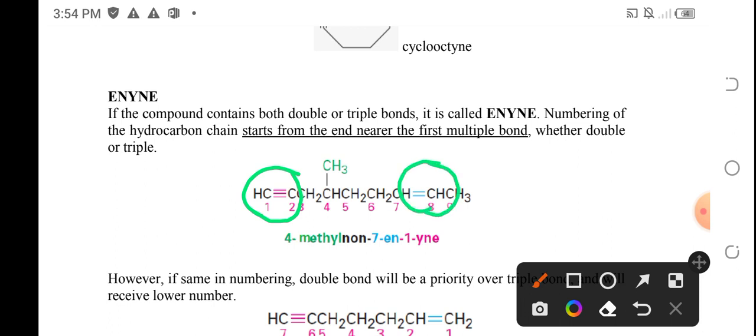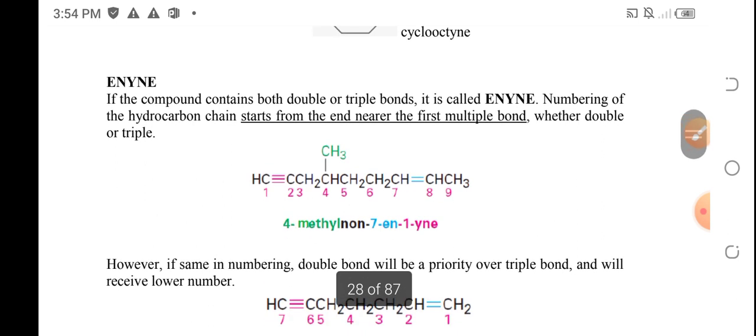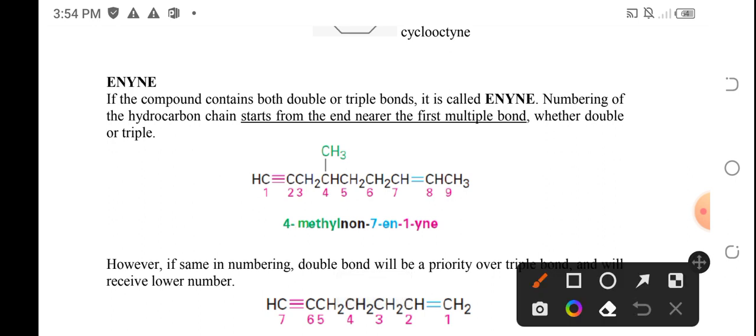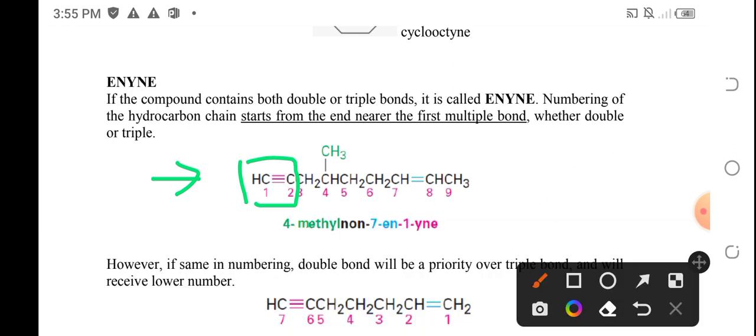Okay, however, hindi sila equidistant kasi nga kapag if you're going to number this from left to right, the triple bond is between carbon 1 and 2. Okay? However, if we number this from right to left naman, okay, and this one would be assigned as carbon 1 and carbon 2, and this is carbon 3.